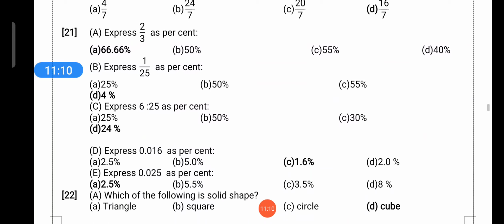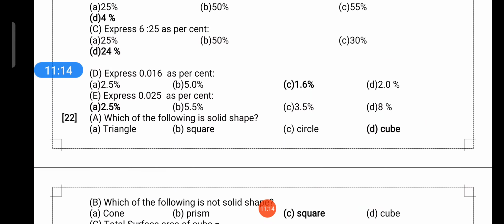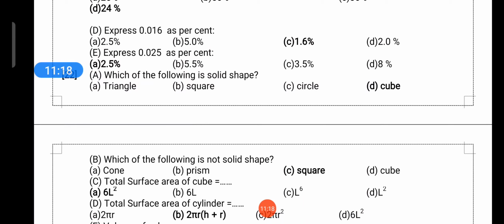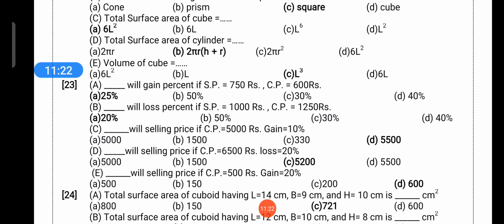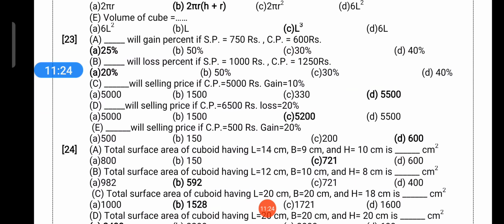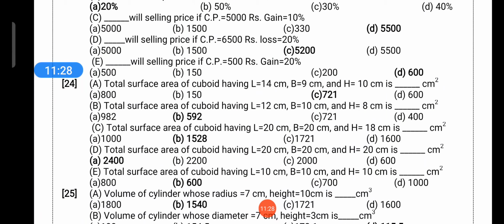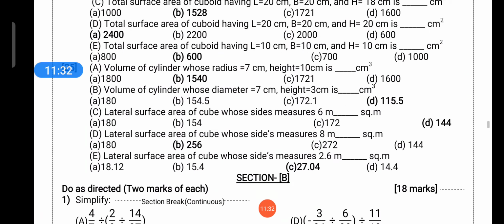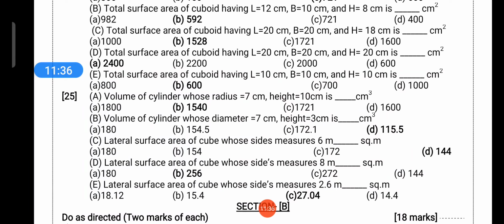Now question number 21 is as it is, no change in that, all answers are there. Question number 22 also, all answers are there. Question number 23 and question number 24 also, all answers are there. Question number 25 also, all answers are there. So this is about the MCQs.